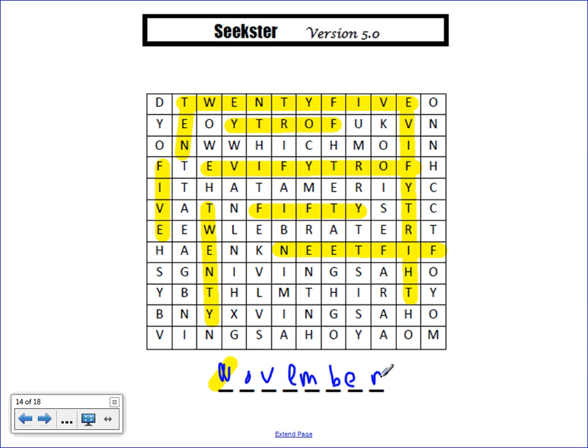forgive my handwriting, M-B-E-R. And the idea is students would go through and they would find all of the answers for 5, 10, 15, 20, 25, 30, 35, 40, 45, 50. And then that would give them a message, and then every puzzle has a different message, but then they fill in the answer so they know they got it.